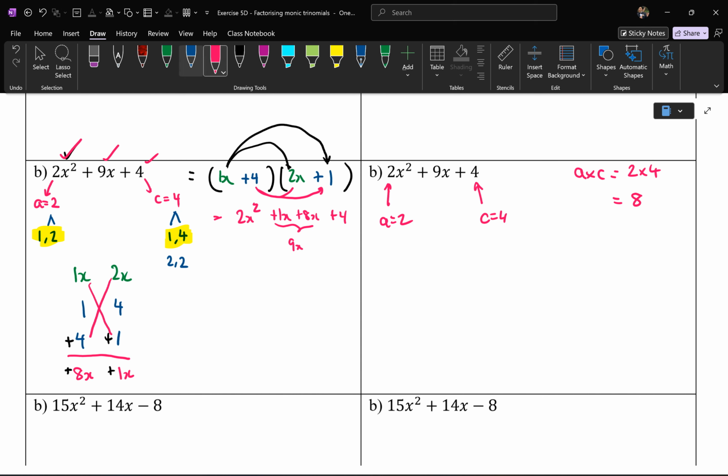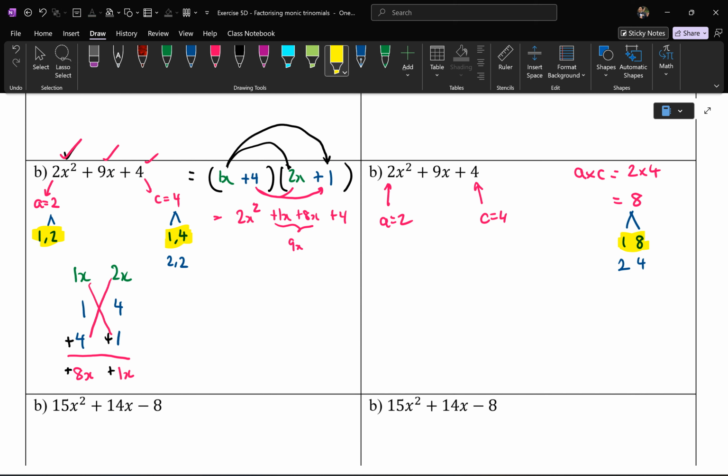Now you look at the factors of 8. Factors of 8, we've got 1 and 8, so 1 times 8. You've got 2 times 4. I think that's about it. Now, out of those two pairs, which one can add or subtract to get you 9? 1 and 8. Very good. So this is the pair I'm going to choose.